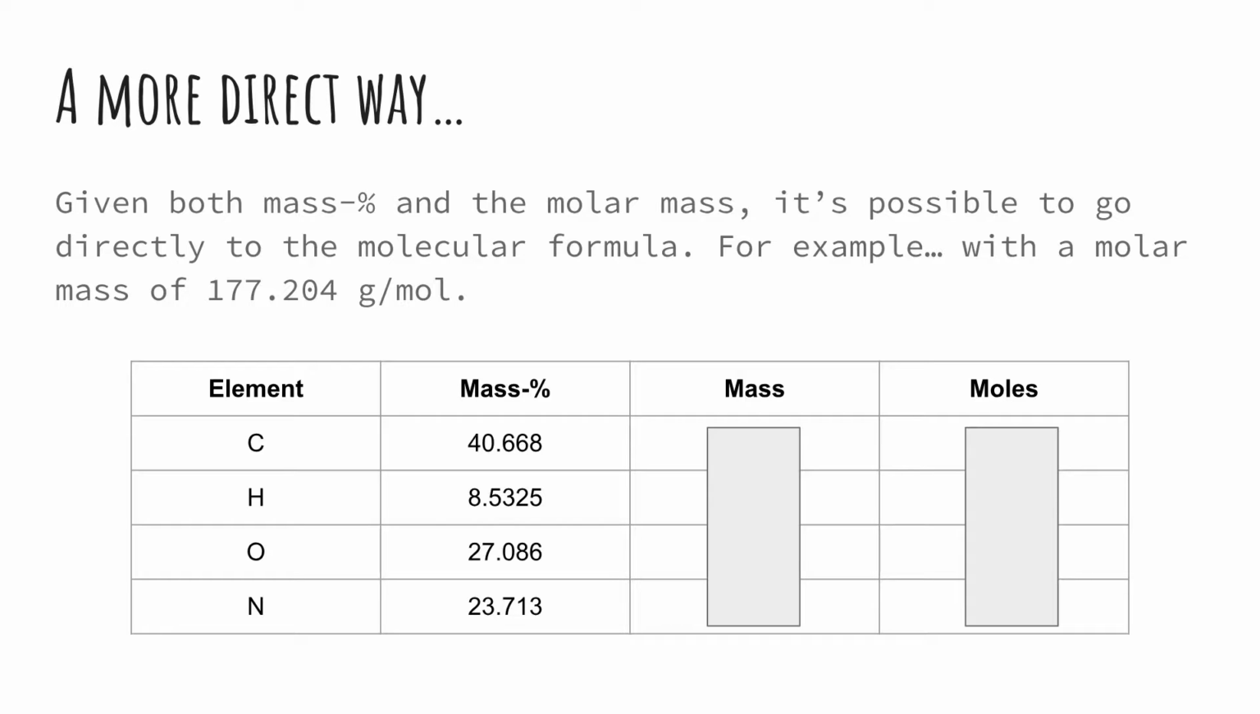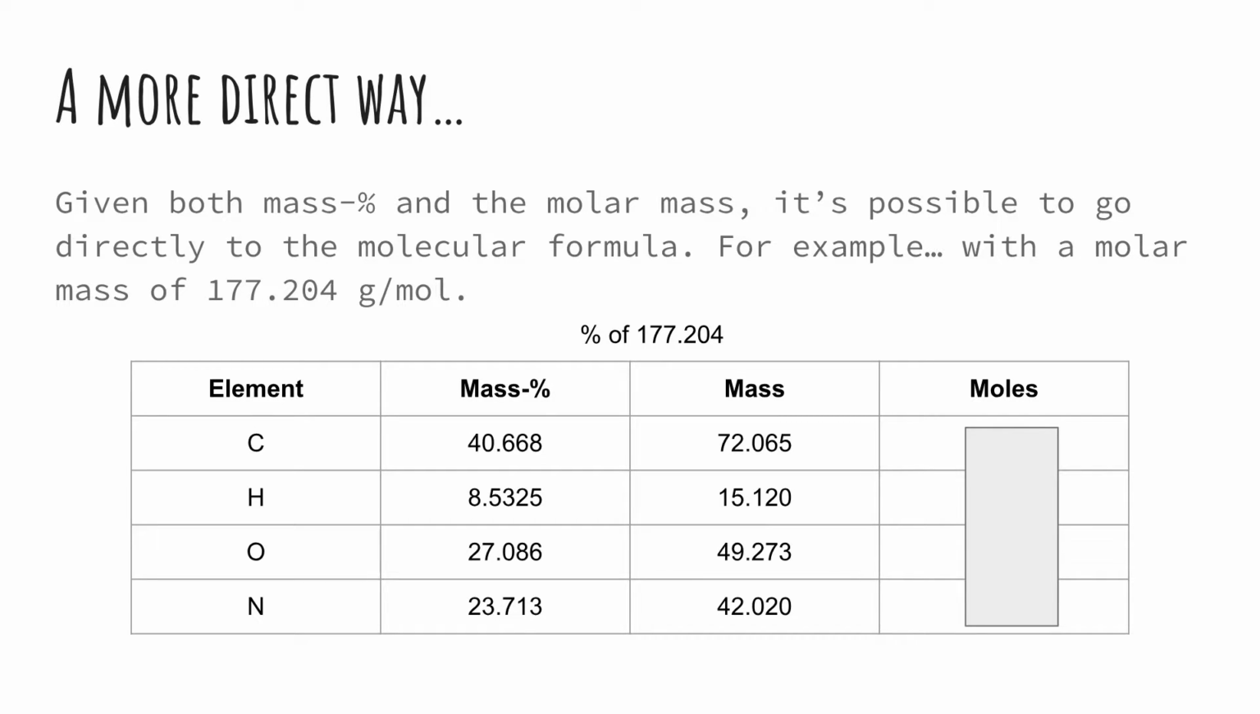So, that would be 40.668% of 177.204 grams. 8.5325% of 177.204 grams. When you do that, you get these numbers. So that is the percentage of 1 mole of this substance that is made up of carbon, hydrogen, oxygen, or nitrogen.